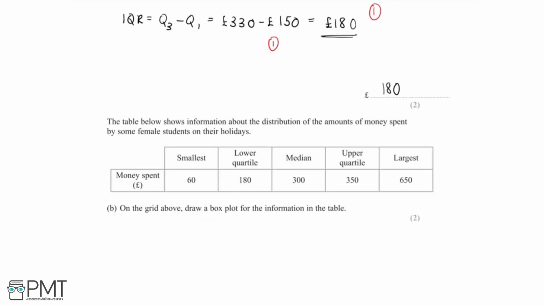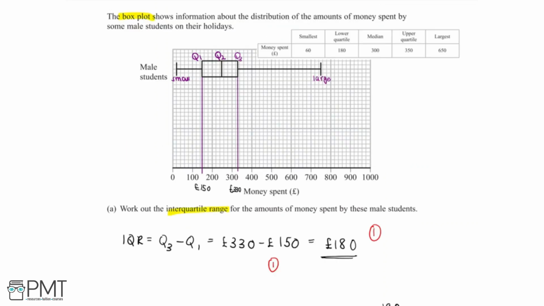Now in Part B, we're told that the table below shows information about the distribution of the amounts of money spent by some female students on their holidays. And on the grid above, we need to draw a box plot for the information in the table. Now we've included a copy of the table from Part B at the top, so we can see when we draw it on our graph. We can start by drawing the line for the smallest value, and the smallest value is 60.